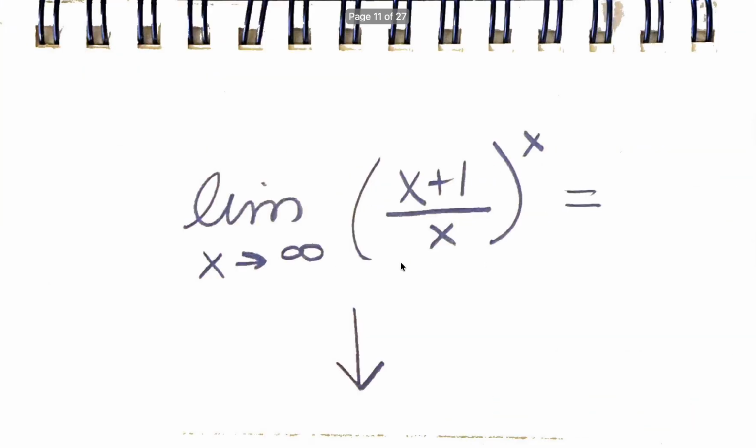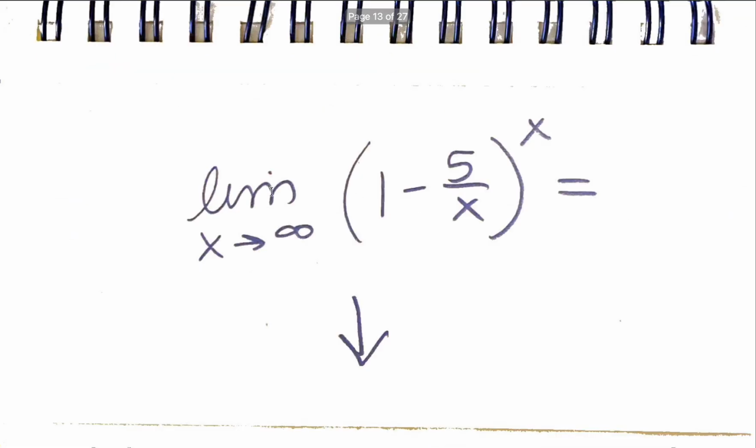So if you divide the numerator and the denominator into two parts, the first part will be x over x, which will be 1, plus 1 over x, which will just be 1 over x. And this is the case that I said before.